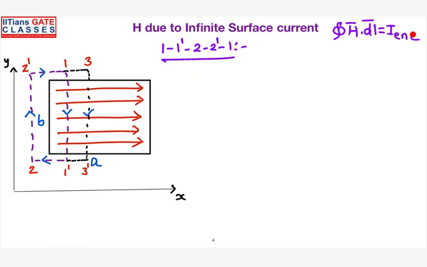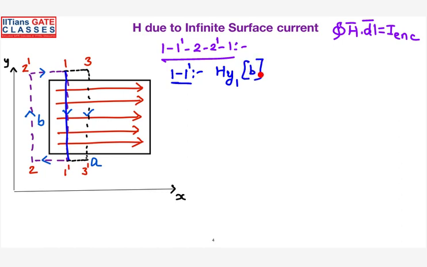Now, what will happen when you split the integration? Let me do it from 1 to 1 prime. When you are doing it from 1 to 1 prime, you are moving in the negative y direction. Correct? Let me call the magnetic field itself Hy1. So this is 1 to 1 prime, with the magnetic field component Hy1 into the length covered, which will be B.